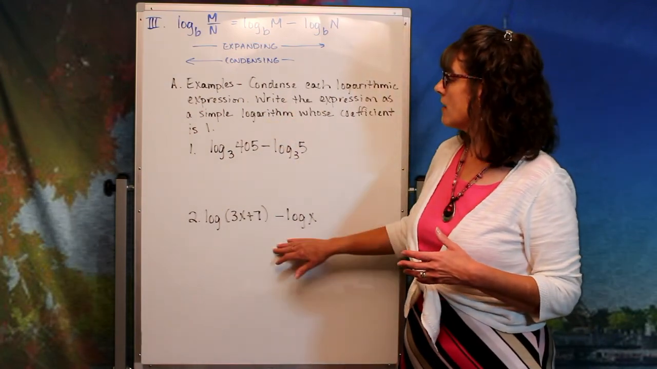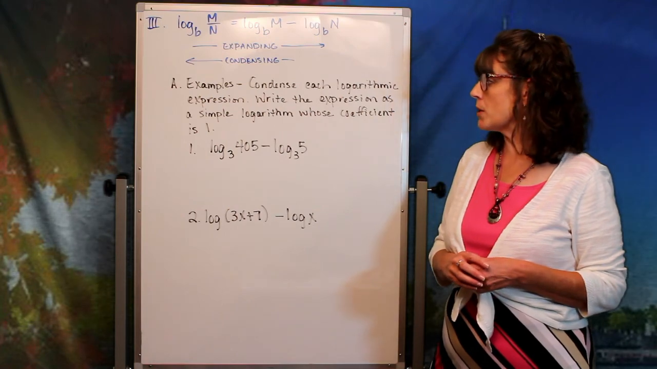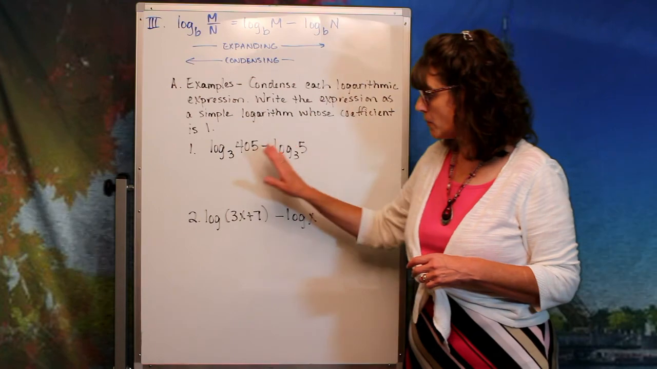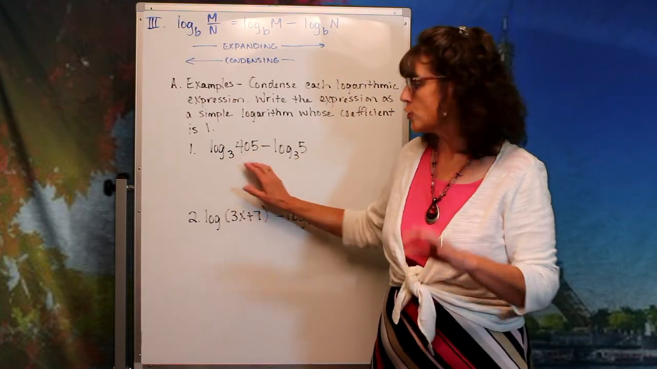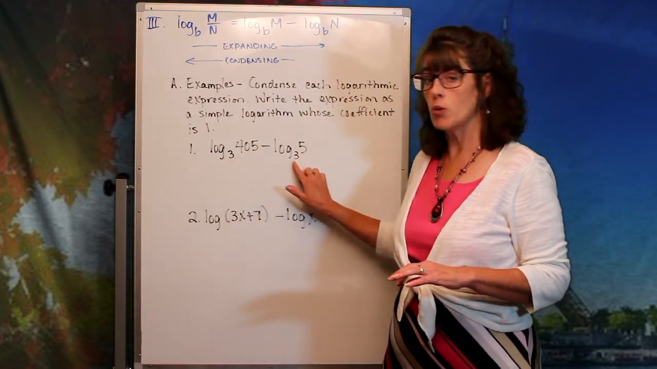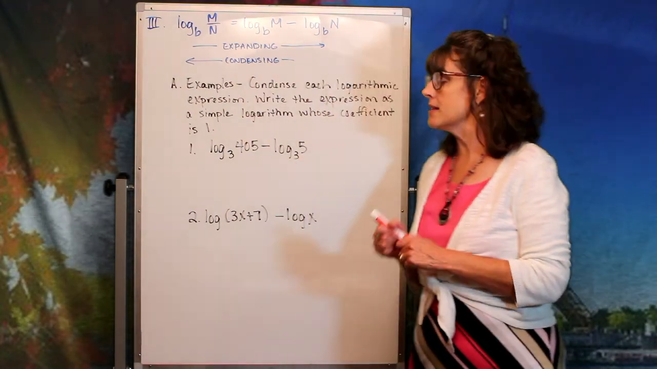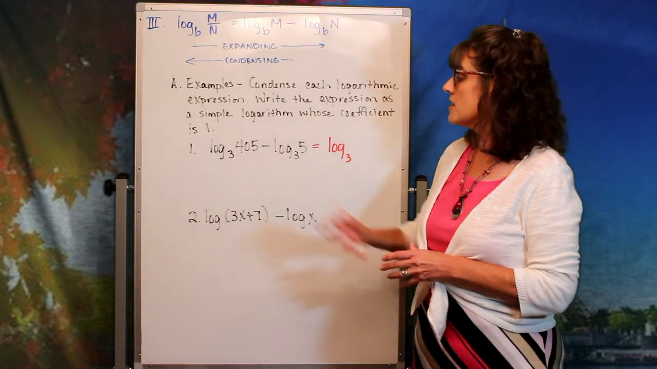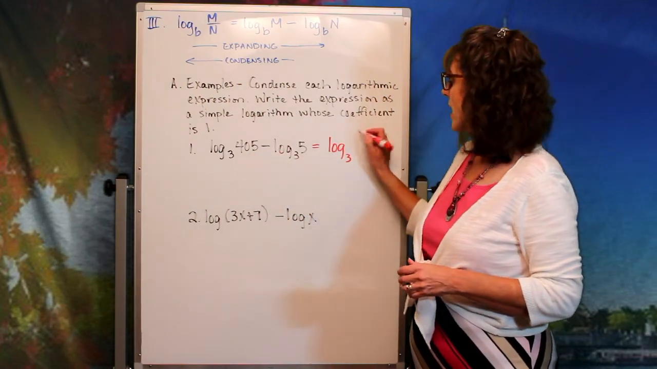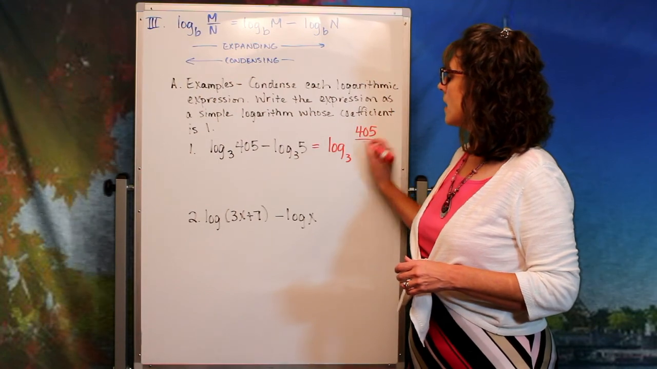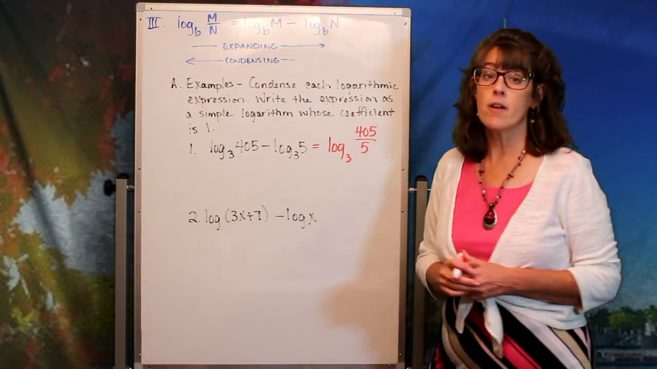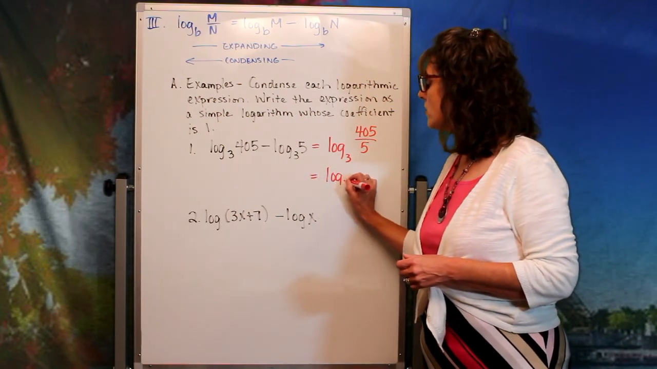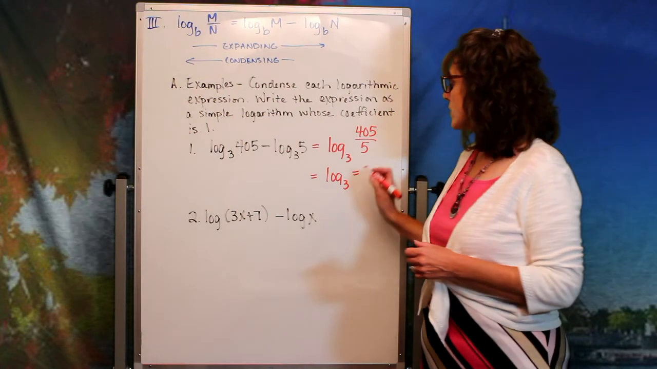So in the 2 examples that I have here, we're going to condense each of the logarithmic expressions. We're going to write the expression as a single logarithm whose coefficient is 1. So notice in this one, very important to recognize first, do I have same base? Yes, I do. When I recognize that I have same base, then I can condense it into one single logarithm. This is subtraction, so I'm going to put this factor in the numerator. I'm going to put this factor in the denominator. Now, can I take a 405 and divide it by 5? I sure can. And when I do, 405 divided by 5 is going to be an 81.